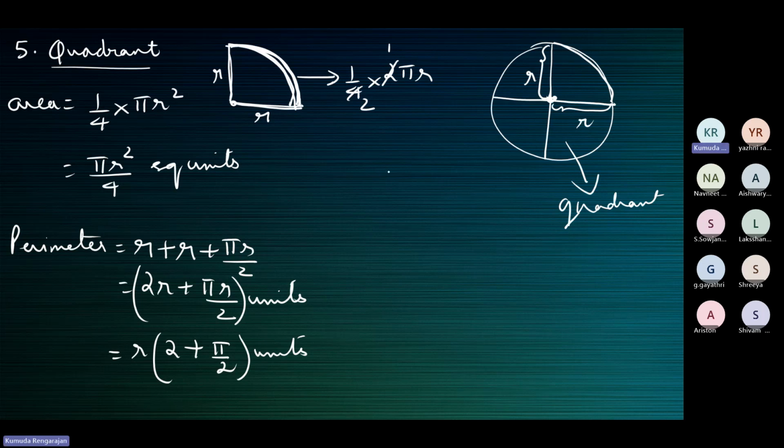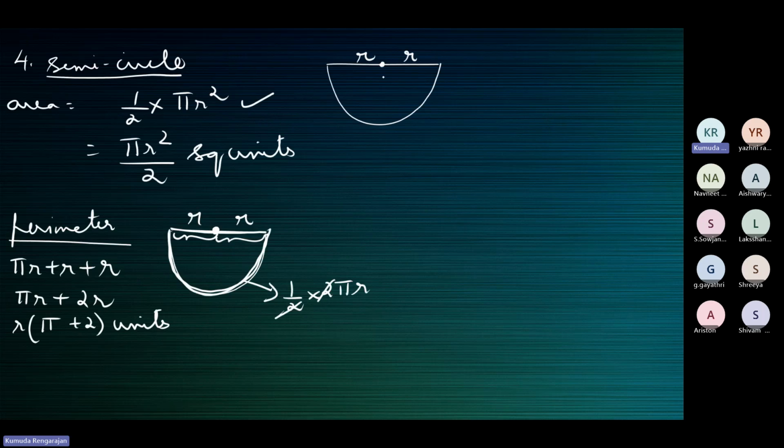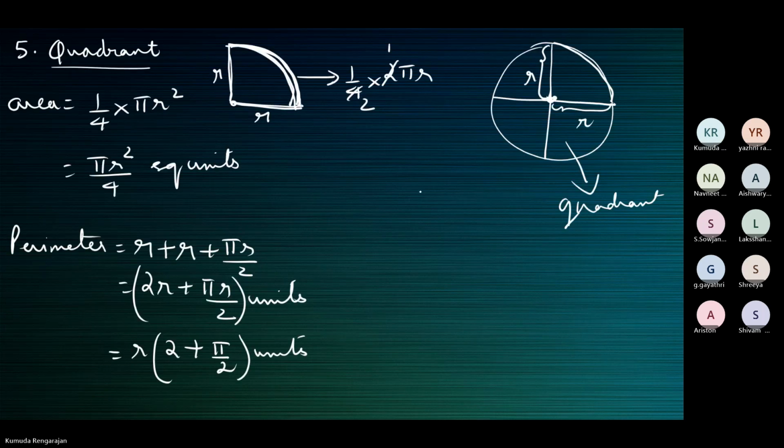So a quadrant, see, the line segment attached to the semicircle is the diameter. This one is the diameter, r plus r. The line segments which are attached to the quadrant, this is the quadrant, this one is radius, this one also radius. There are two line segments here, both of them represent the radius of the circle.